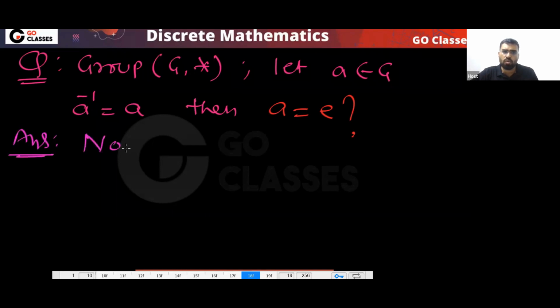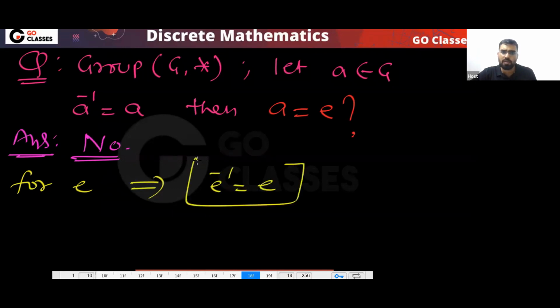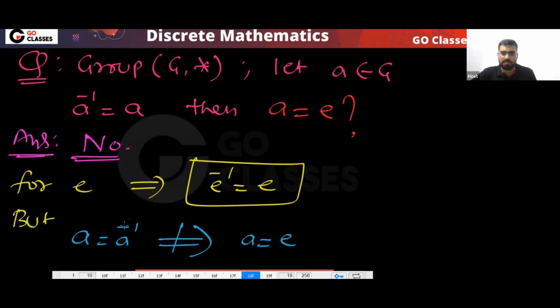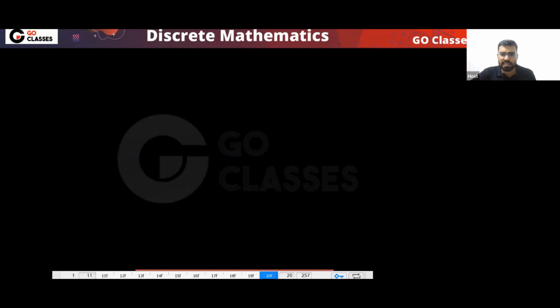See, for the identity element, this will happen: E inverse is equal to E. But if A is equal to A inverse, that does not imply that A is equal to E. You can very easily take an example. Do you remember, in the last class we have taken this 1, 3, 5, 7.